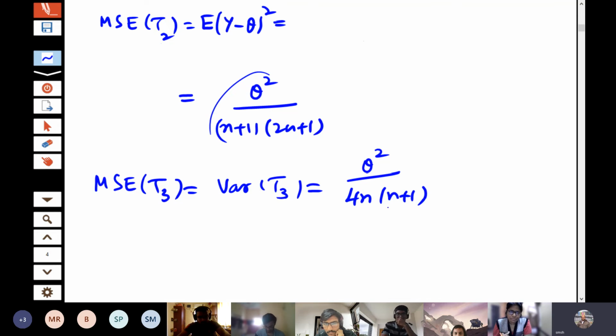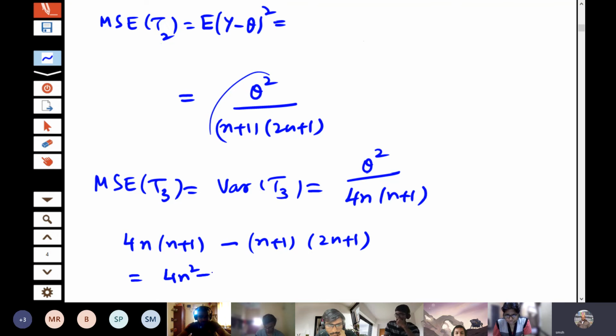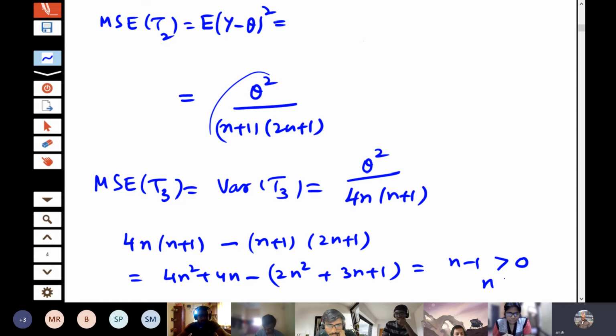So for example, I compare 4n into (n plus 1) minus (n plus 1) into (2n plus 1). Suppose I am comparing T3 and T2. So this is equal to 4n square plus 4n minus (2n square plus 3n plus 1). So that is equal to n minus 1, which is not negative because n has to be greater than or equal to 1, isn't it?